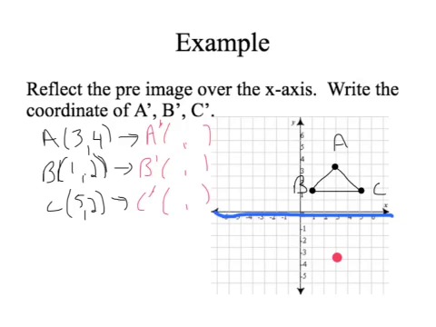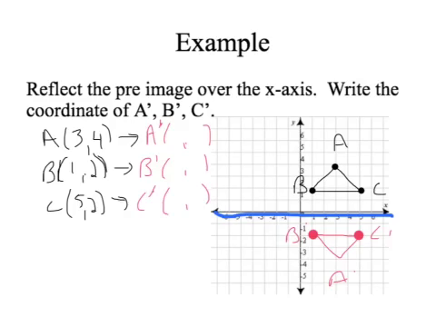Alright, so then to do B prime, I need to figure out how far away it is from the line. It is 2 points above, so I want to go on the other side of the line now. I want to go 2 points below and put a point. And then for C prime, C is 2 above, so to do C prime, I want to go 2 below. Then I can connect my dots. This would be B prime, this would be C prime, A prime, and that is the reflected image.